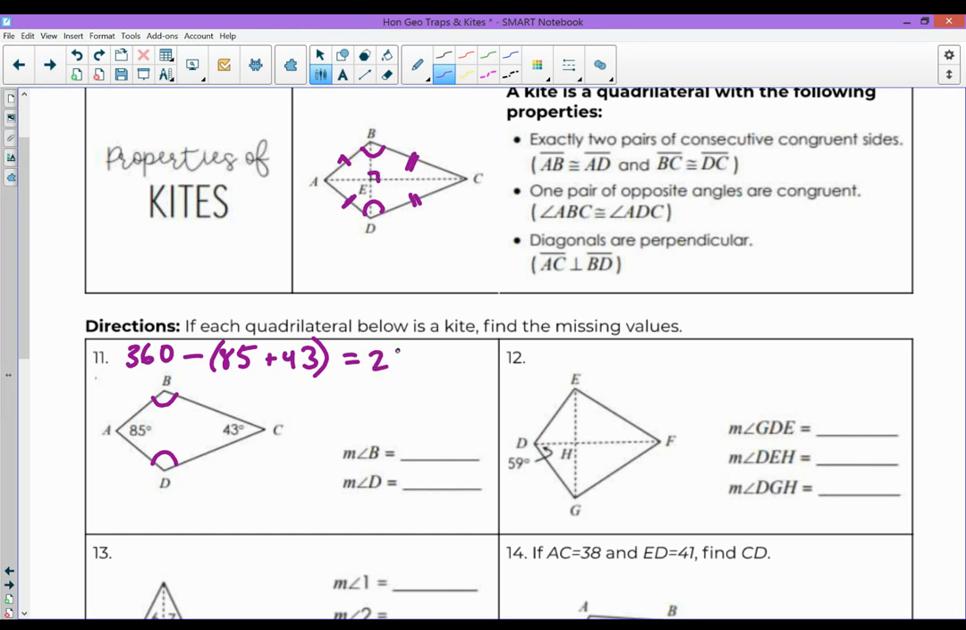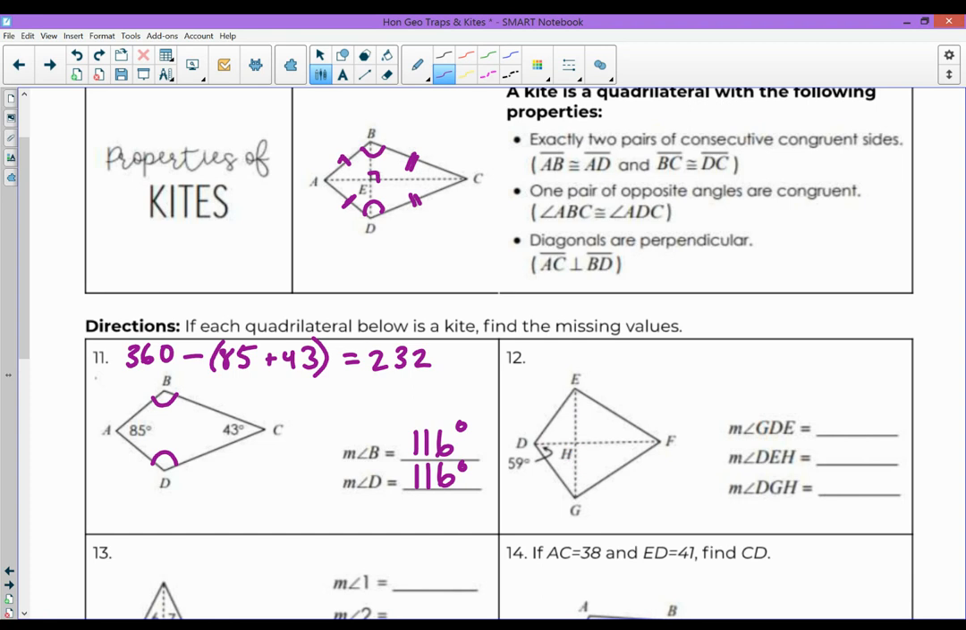So that gives me 232. So that's how many degrees I have between these 2 angles. So I just have to split that in half, and that gives me 116. So each of those angles is going to be 116. All right, next one.